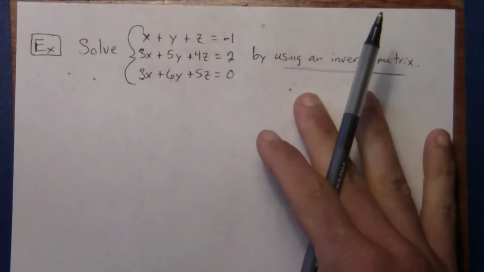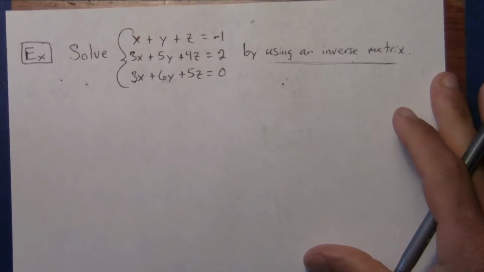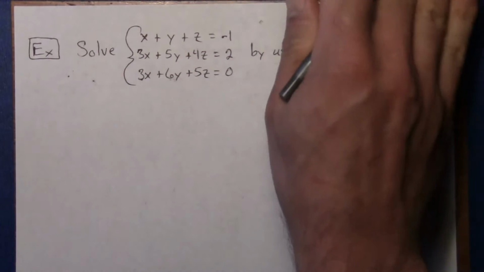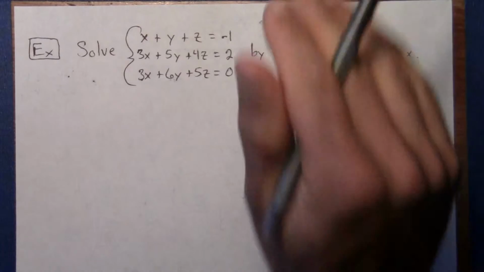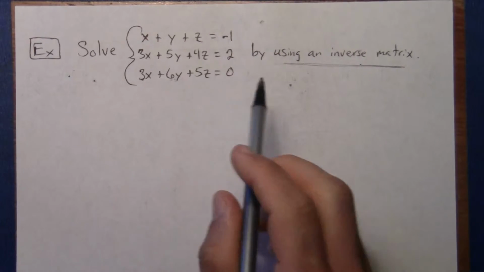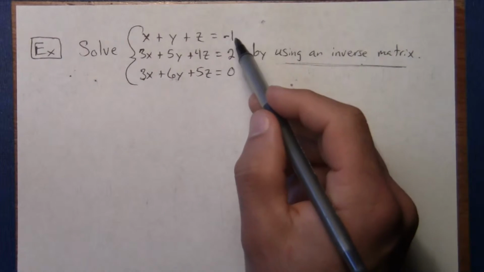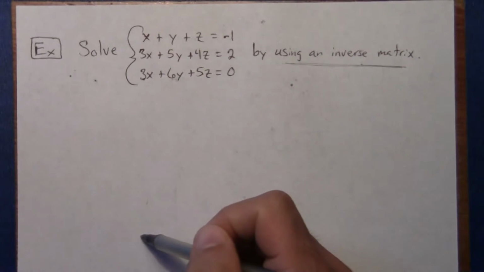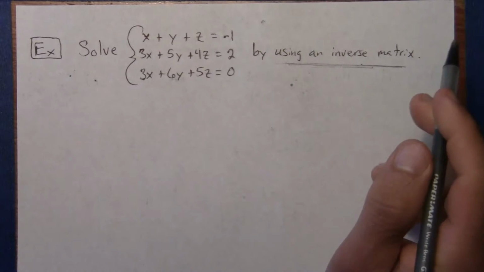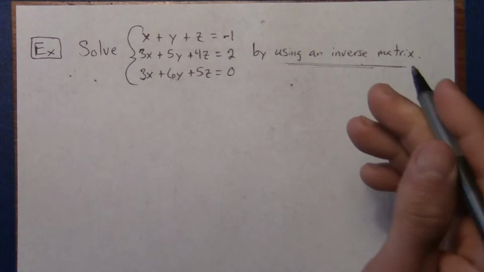Alright, this one, asking us to solve. Now if I was going to just solve it and I didn't pay attention to this using an inverse matrix thing, what I would do is I would do my normal Gauss-Jordan. I would set up the augmented matrix. I would use just negative 1, 2, 0, and I would go through and I would solve it. Because they're asking me to solve using an inverse matrix, remember what we did in class.